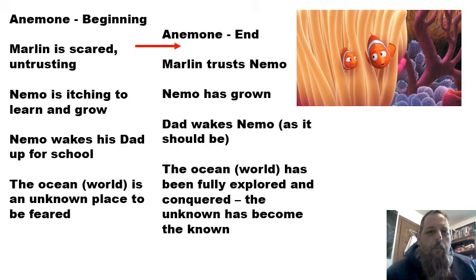By the end, Marlin does trust Nemo, so he goes from not trusting Nemo to trusting Nemo. Nemo has grown. Now this time, instead of Nemo waking his dad to go to school, the dad wakes Nemo, as it should be. So order is restored because the dad, instead of being freaked out, is now doing his job as dad, waking up the kid. And the ocean is no longer the scary place. It went from being an unknown to a known. So they know the turtles are going to be your friends, the sharks are not. The seagulls are going to try to kill you, but this type of fish is not. So all the things that used to be scary aren't so scary anymore because they've gone through it.